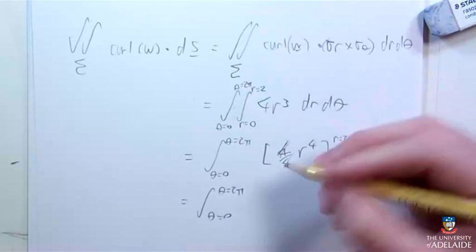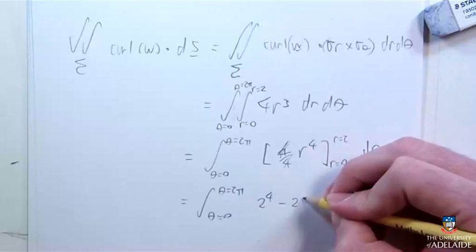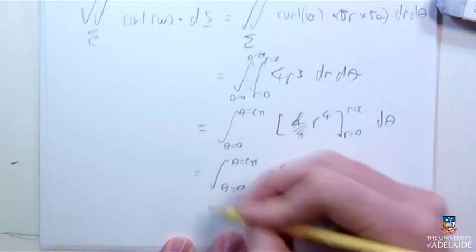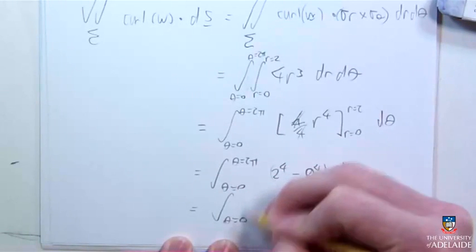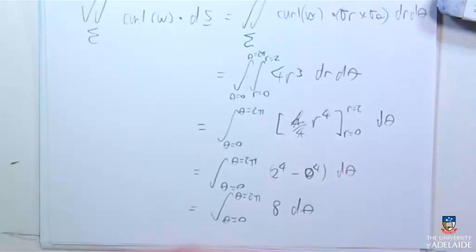So we get 2 to the power of 4 minus 2, 0 to the power of 4. Beautiful. And so that's the integral of 8. 16.